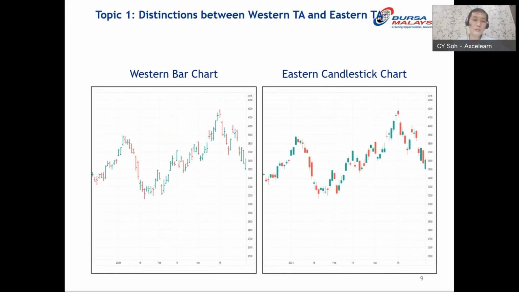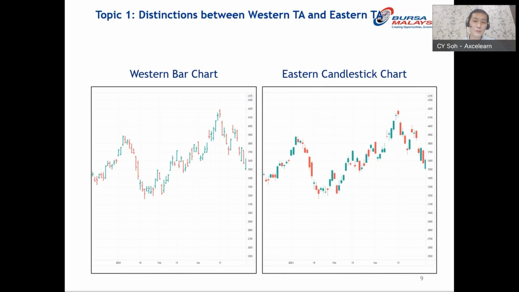Now, here you can see both are giving you and telling you the same information. And of course, you can customize both bar chart and candlestick chart in different colors in your charting software or platform. You can customize it as green and red, black or white, or any color combinations.